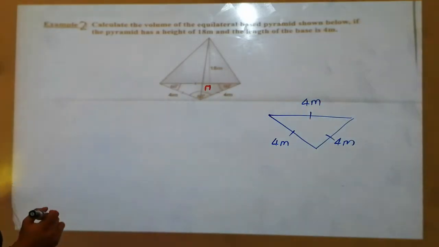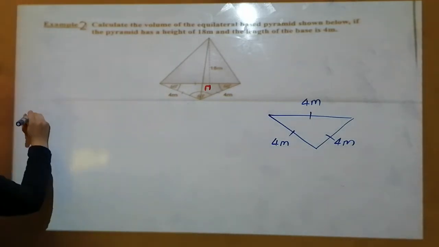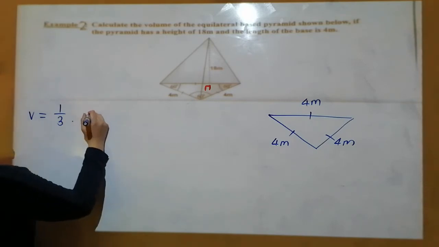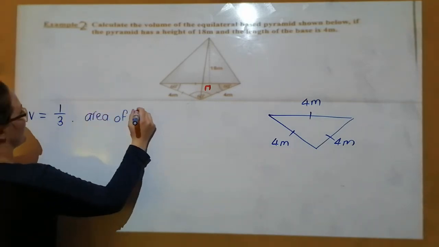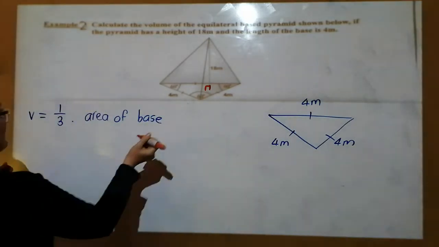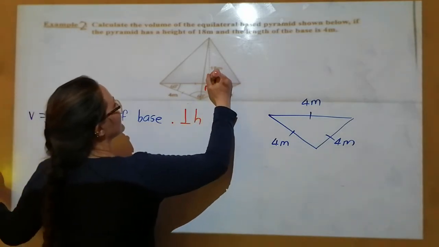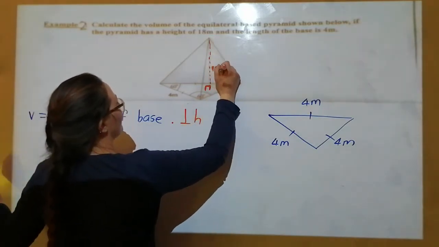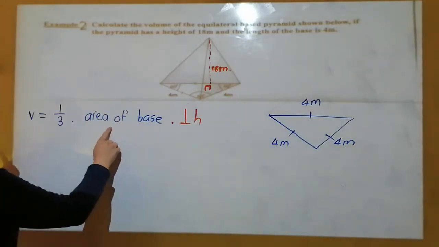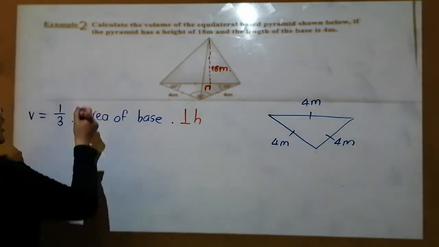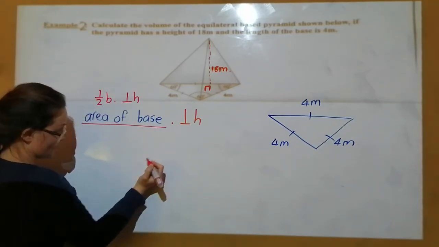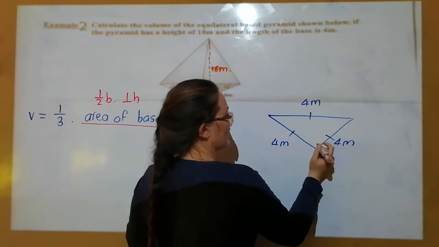Okay, now remember, the volume, because we're asked to calculate the volume, is equal to a third, or you can divide by 3, a third of the area of the base, this being my base, right, times my perpendicular height, being this line here of 18 meters. Okay, how do we find the area of this base? Remember, the area of a base of a triangle is half base times perpendicular height of the base. So, the base is definitely going to be 4.